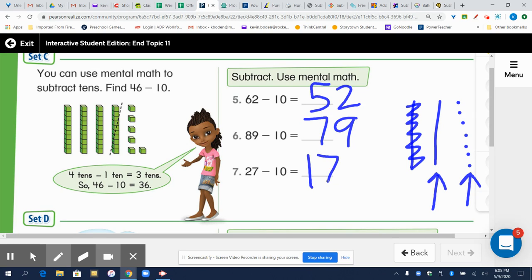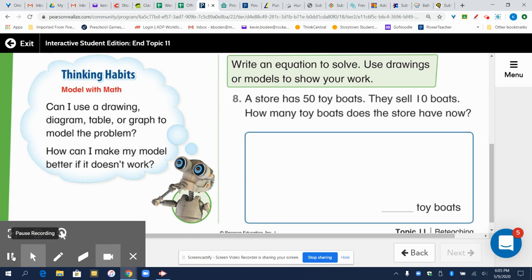Hopefully you're able to do that without any problems. No drawing pictures, just mental math. If not, it's okay. This is our review. We're getting some more practice. Let's jump down to the last question on our page.